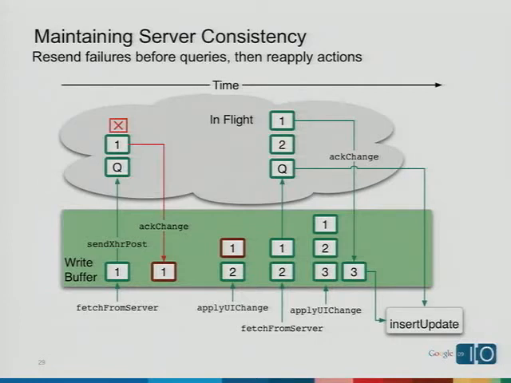The gray cloud is obviously the network, and the green box is the contents of the write buffer over time. And way out there at the left, the user has made, prior to the start of this diagram, one change that is stored in the cache as change 1. They then do something that causes a cache miss, and so the cache is going to fire off a fetchFromServer call.